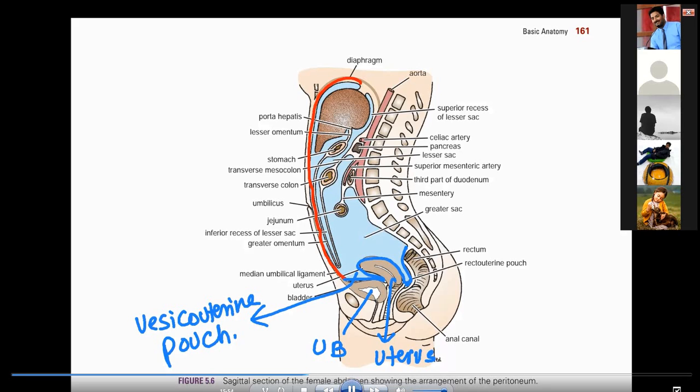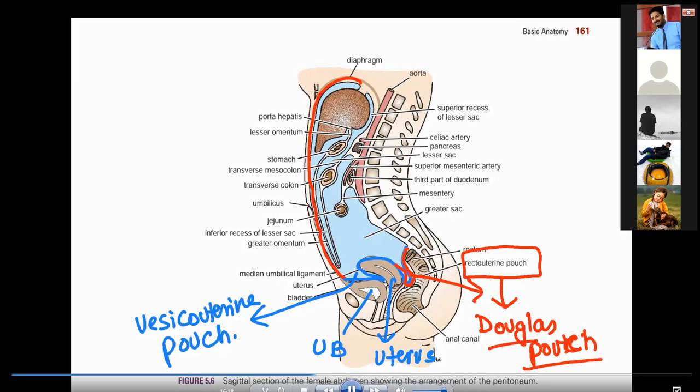And another pouch is forming between the uterus and the rectum. This pouch is known as rectouterine pouch, or it is also known as Douglas pouch. Okay, Douglas pouch. It is also known as Douglas pouch.